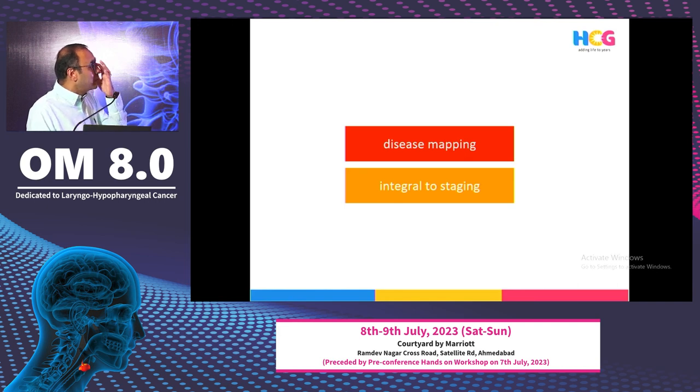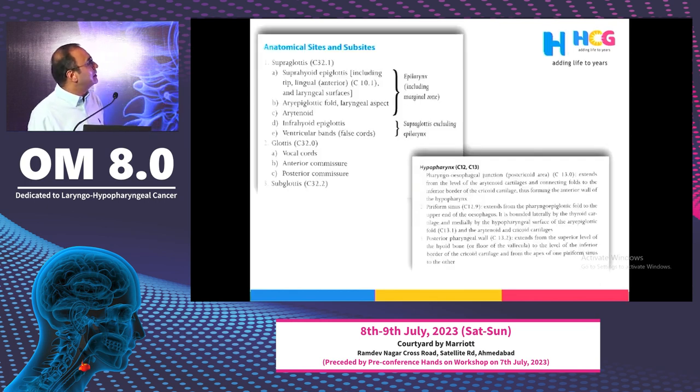Now, coming to the second aspect of what I was asked to speak on, disease mapping, which is integral to staging. Now, this aspect of disease mapping again brings together how do I map this, and I'm again reiterating this, that your disease mapping and your TNM staging are deeply intertwined. Do not disconnect the two, and please respect these defined borders. It will make a large difference in your documentation, in your own audit, and then in your cancer registry.